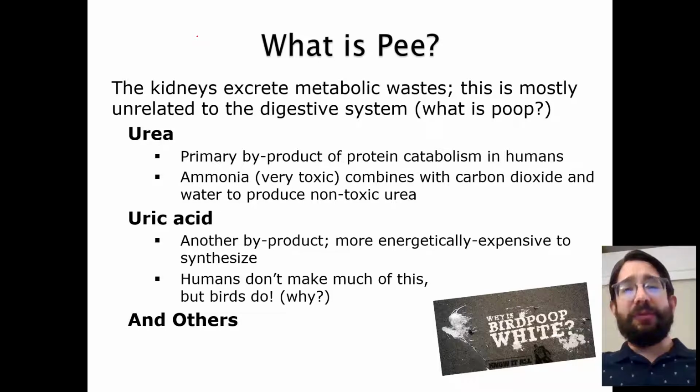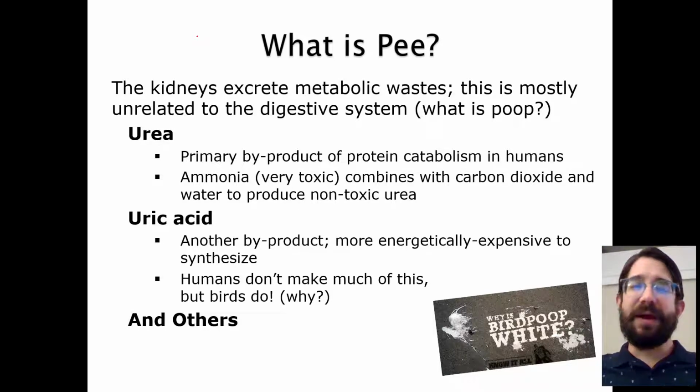And what these nitrogenous wastes make is ammonia, but that's very toxic. We can't have ammonia in our body, so we use a little bit of energy, a little ATP, and we convert it by using carbon dioxide and water into urea, which is non-toxic.